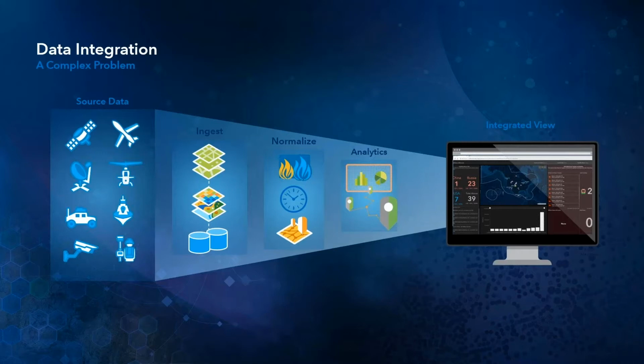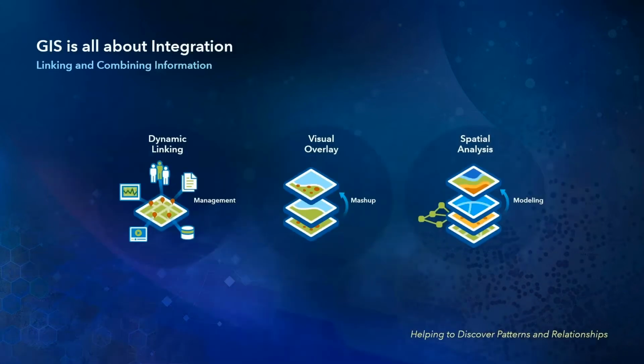We need to normalize that data in terms of data structure, but also meaning, and then be able to provide analytics on that data to provide the integrated view. Fundamentally, I'd say this is the power of GIS. GIS is all about integration. It's about linking and combining information. It can dynamically link the data together through management of features and records, like you see in the structured observation use case. It can be used to visually overlay information through mashups by bringing different data layers together to be visualized in a single view. And analytics can be run across layers of data from a variety of different sources in order to detect patterns and trends.